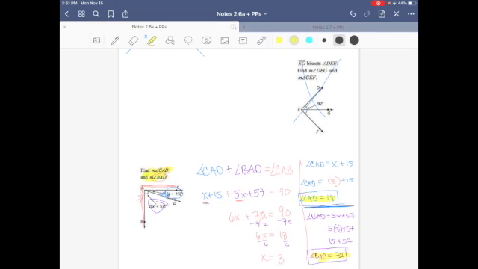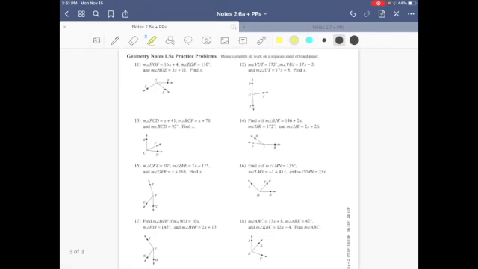And that is that. So try the rest of these problems. These are all pretty similar. We're just taking one small angle plus the other small angle equals the big angle. That's the big thing you've got to keep in mind. Let me know if you need any help.